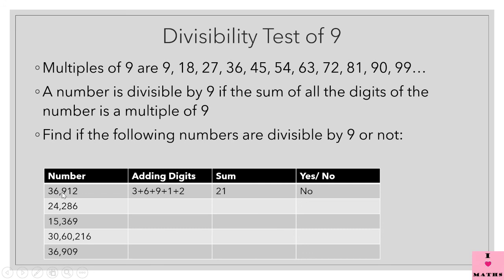Okay. So this number 36,912, 3 plus 6 plus 9 plus 1 plus 2 is 21. 21 does not come in the table of 9. So this number is not a multiple of 9. 24,286. 2 plus 4 plus 2 plus 8 plus 6 is equal to 22. Even 22 does not come in the table of 9. So this number is also not a multiple of 9. 15,369. 1 plus 5 plus 3 plus 6 plus 9 is equal to 24. Even 24 does not come in the table of 9. So this number is not a multiple of 9.